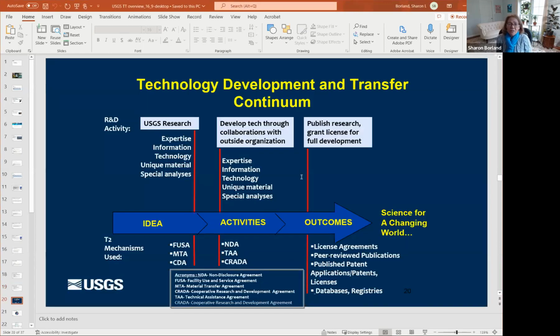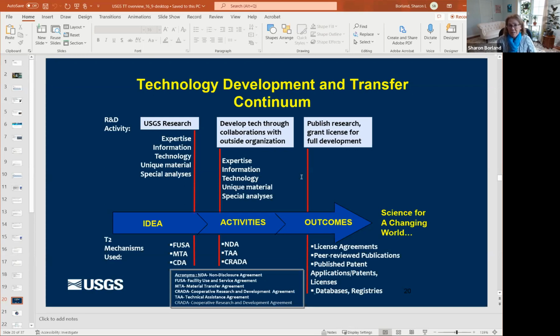So this slide just depicts the overall strategy that we use to develop technologies and transfer the technologies. It might start out with research or perhaps a capability that's further developed into expertise, software, databases, perhaps unique materials or specialized equipment that's needed. And we can use technology transfer mechanisms to further develop those ideas or capabilities.